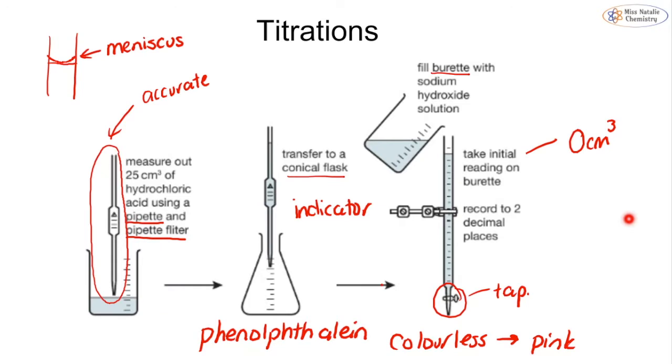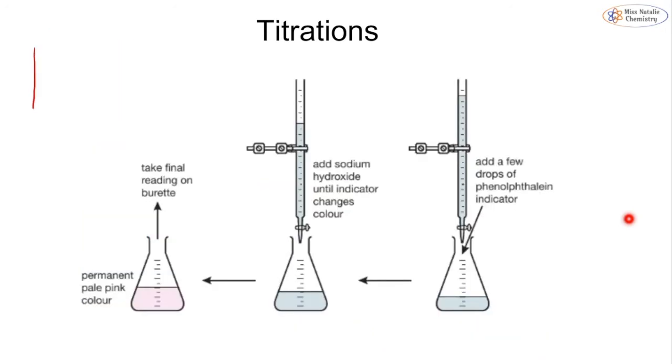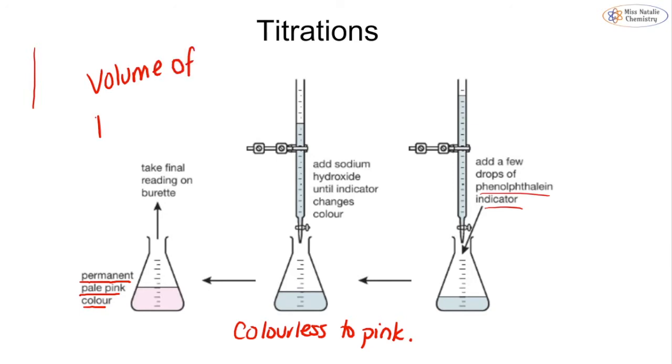We carry out the titration by opening the tap, allowing the sodium hydroxide to flow through, and then we get a specific value. So you can see here, we've put our drops of phenolphthalein indicator, and we then add the sodium hydroxide until the indicator changes color. In this case, we are going from colorless to pink. And once we get this permanent pale pink colour, then we take the reading on the burette. And what will happen is you will have a specific volume of sodium hydroxide that has been added. And this is the key piece of information that you're trying to find out.